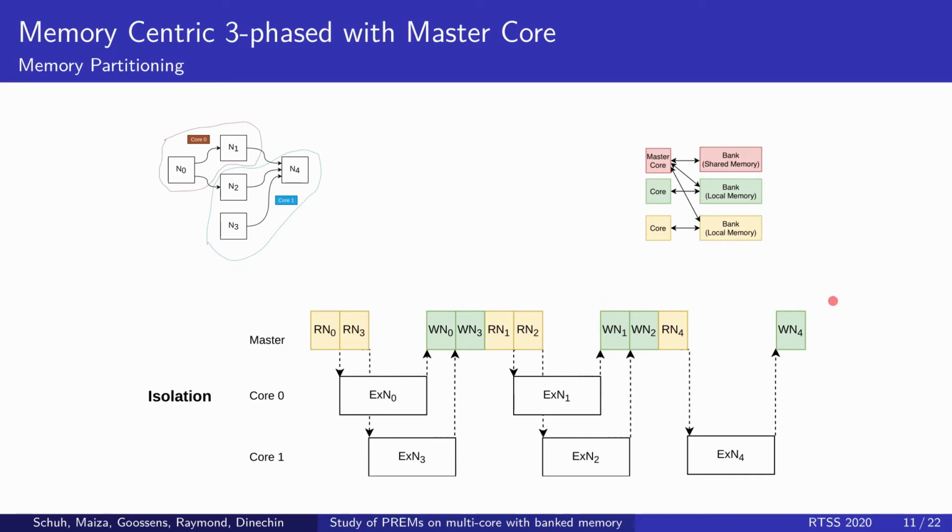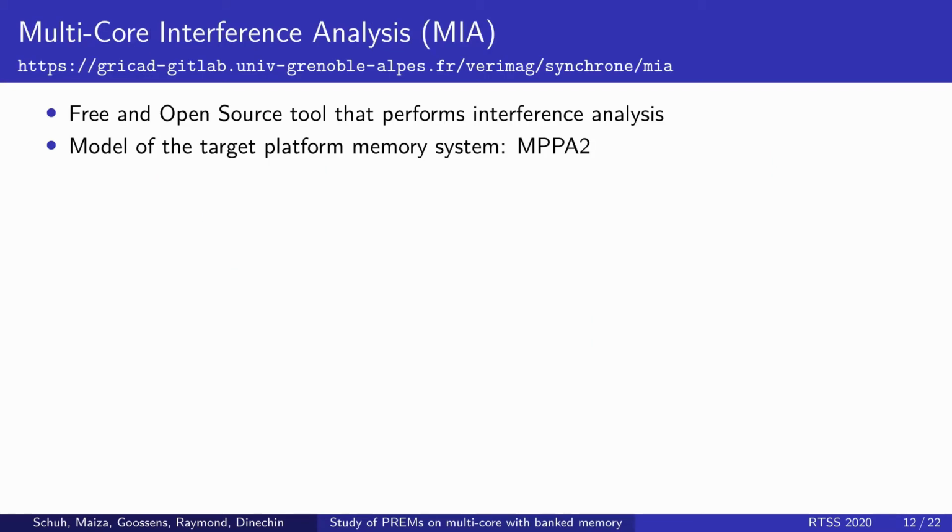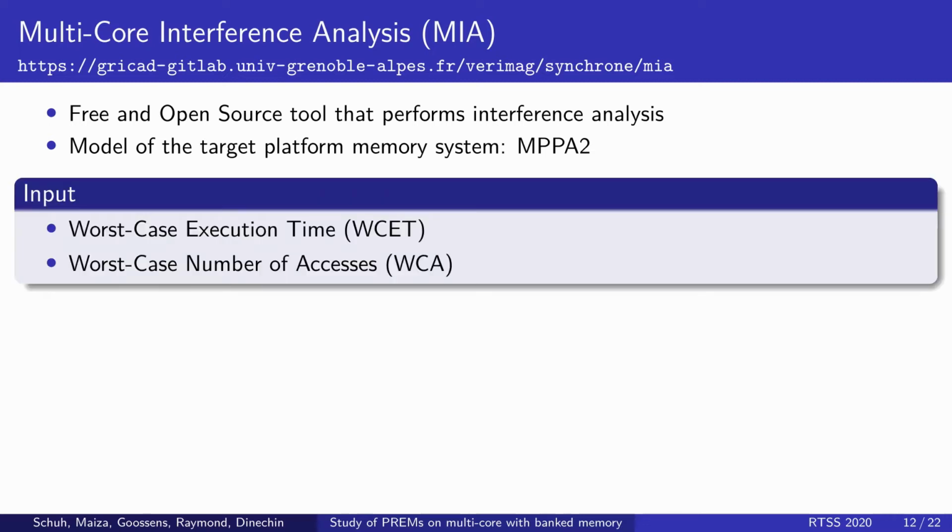So in order to properly schedule all these tasks that run on the system, we need to compute their appropriate release dates. And for that, we use a tool called Multi-Core Interference Analysis, or MIA, which is free and open source, and has a model of our target platform memory system, the MPPA2. It basically takes as input the worst case execution times, or WCET, of the tasks, and their respective worst case number of accesses, or WCA, which are the instruction and data cache misses.